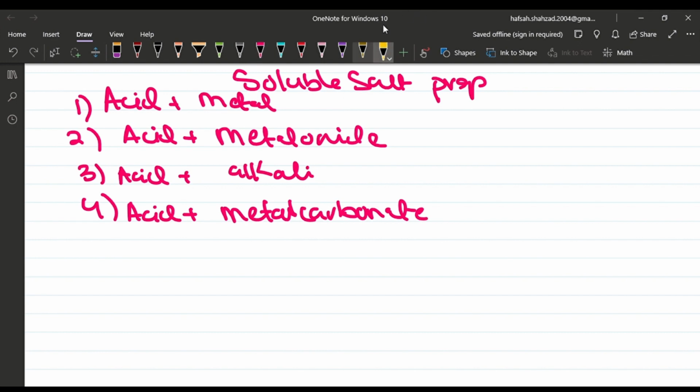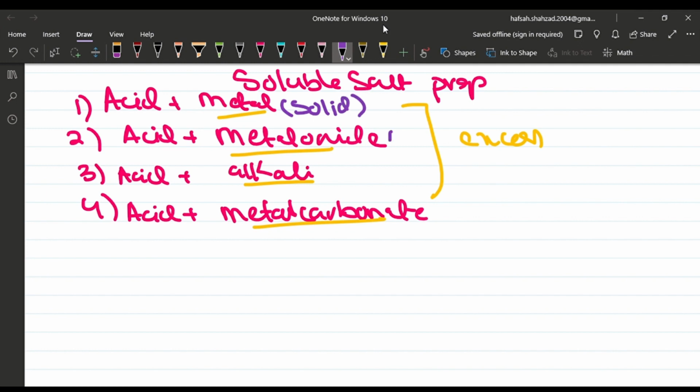Now, all these, metal oxide, alkali, and metal carbonate, are in excess. Before I move on to each one of them, I would like to tell you one important thing: the metal used over here is obviously a solid. So is the metal oxide, and the metal carbonate also is a solid. Alkali, on the other hand, is the only exceptional case. Alkali, the third one, is a reaction where both of them are soluble. The alkali is also in aqueous state. Because of that, this is an exceptional case that I'll be talking about in the end.